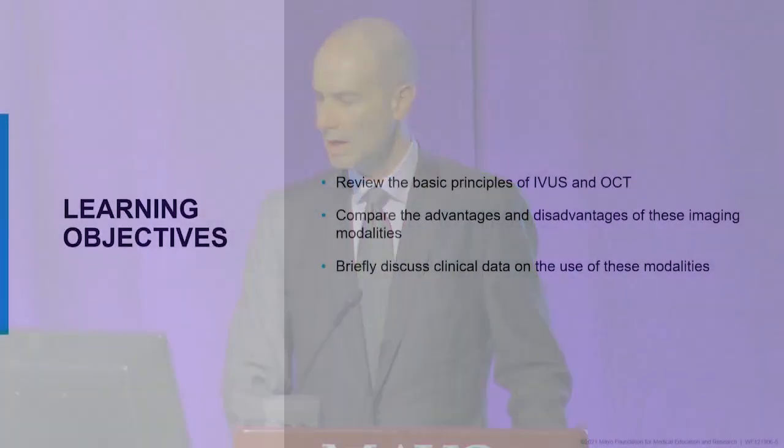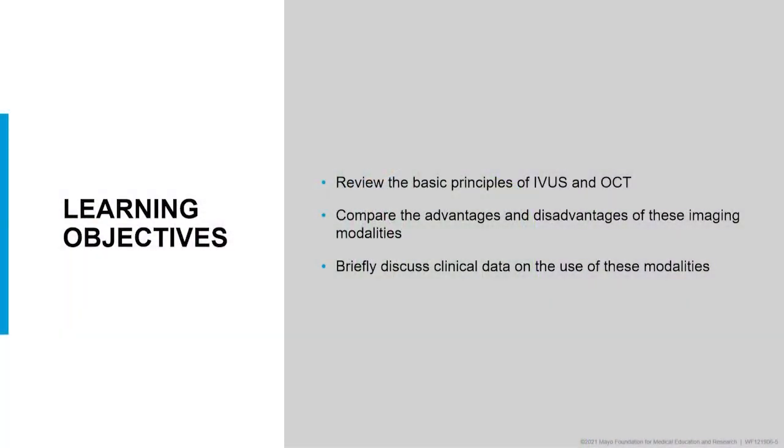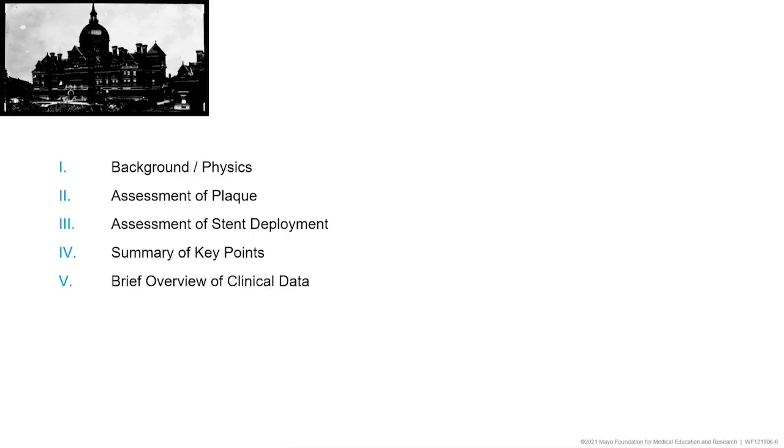We'll be talking about intracoronary imaging. We'll talk about plaque characterization, IVUS, and OCT. So we'll review some basic principles of IVUS and OCT. We'll compare the advantages and disadvantages of these imaging modalities. And we'll briefly discuss the clinical data on the use of these modalities. So these are some of the things that we're going to cover.